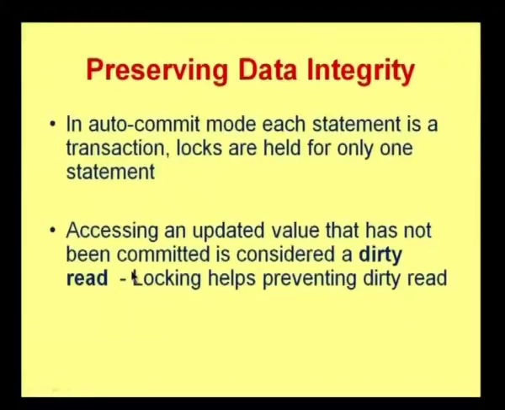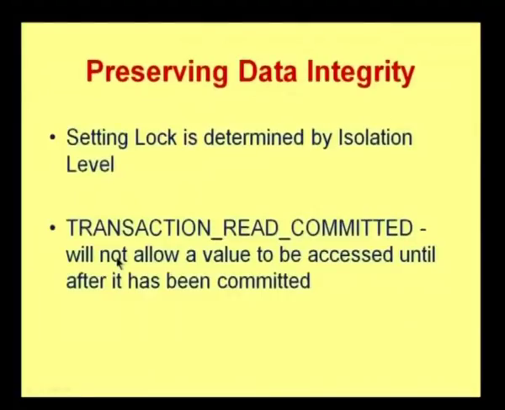In that case, a dirty read is nothing but accessing an updated value that has not been committed. Before committing, if I access the value, someone could roll back that particular data. So it is not proper data. It's not the original data that will be committed in your database. If rolled back, that data may not be available in the database. So you cannot do any other transaction based on this particular data before your commit. Setting your lock is purely determined by the isolation level.